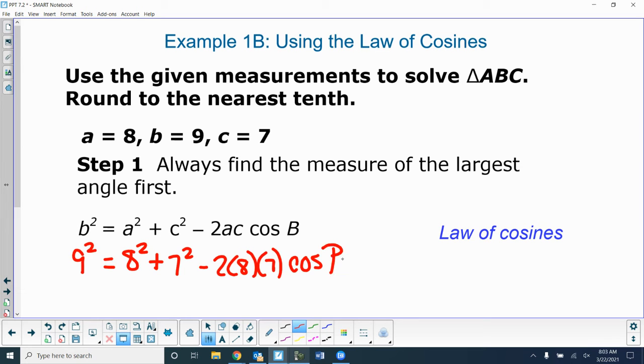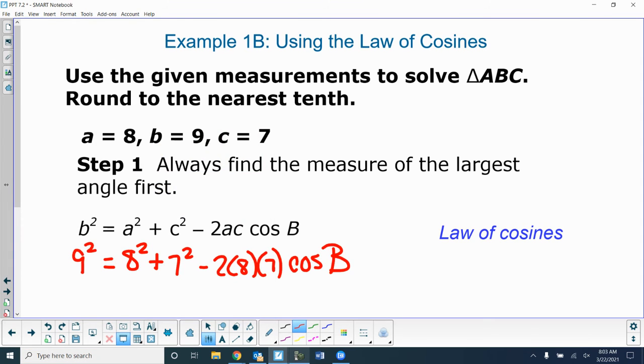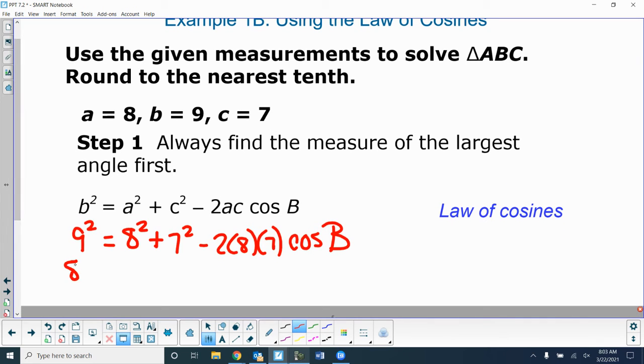Now this one you can't put all in your calculator like we did. You gotta do it a little bit at a time. Okay? So what I always do is the squares. So I got 81, 64, 49, and then 56 times 2 is 112. So I do those numbers, okay? And then I put these two together.